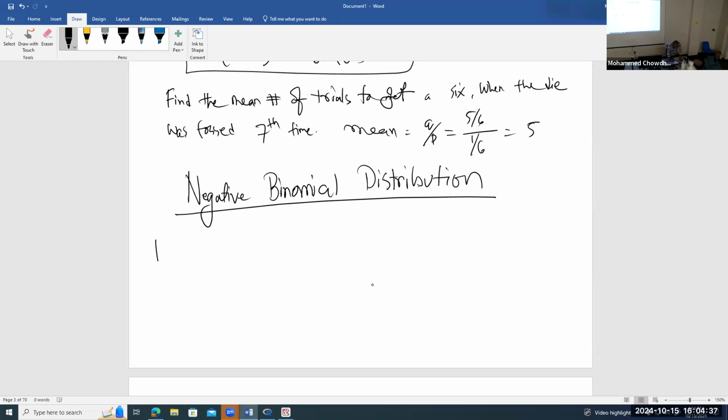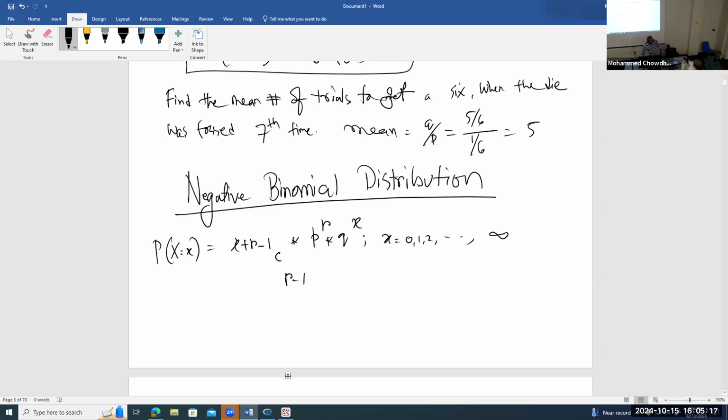The mathematical formula is this. X equal to X plus R minus 1, C R minus 1, P to the power R, Q to the power X. These are all multiplication. X takes value 0, 1, 2, up to infinity.